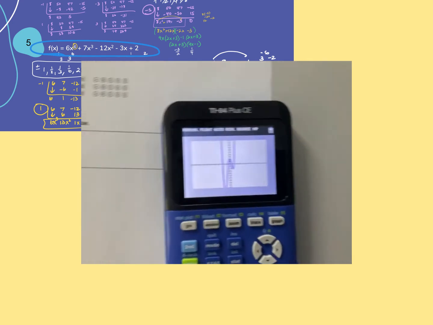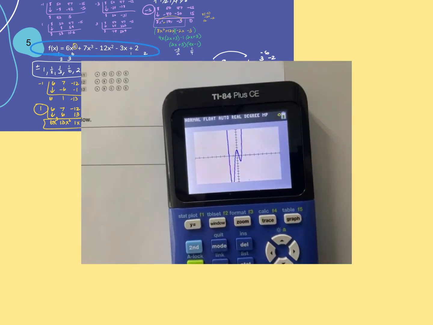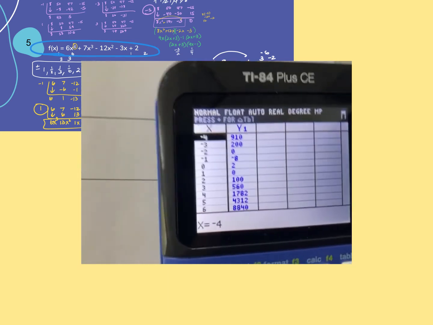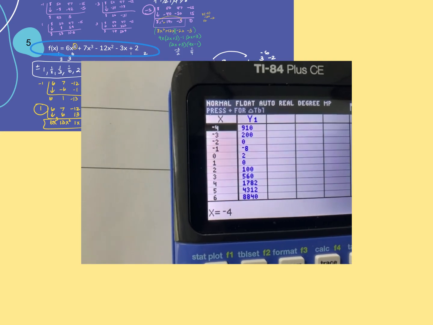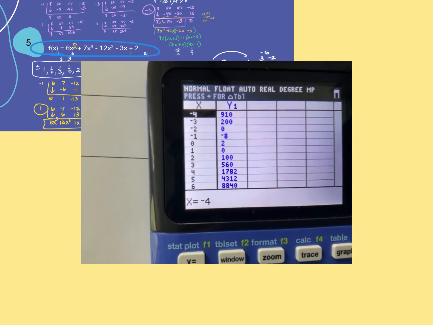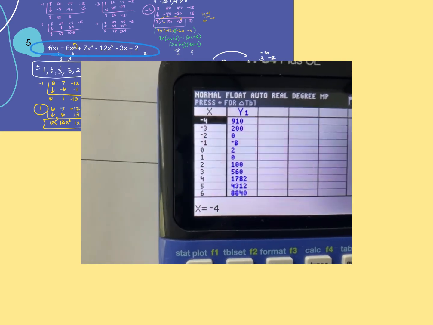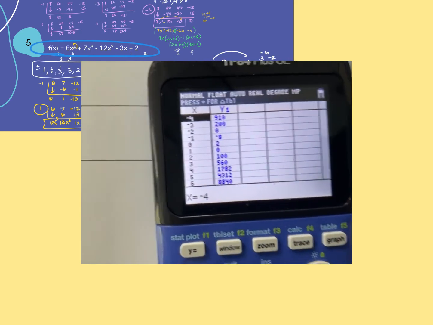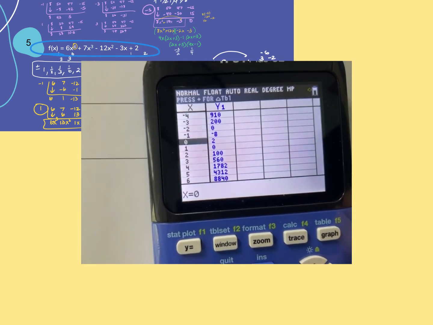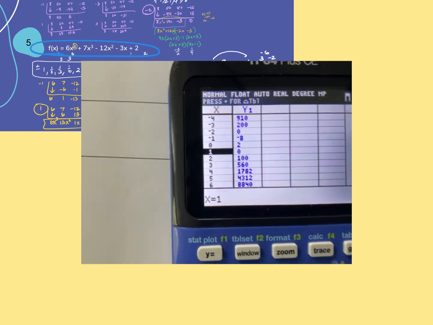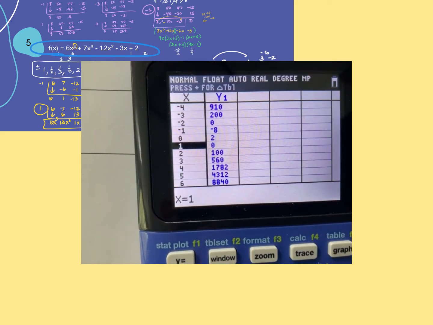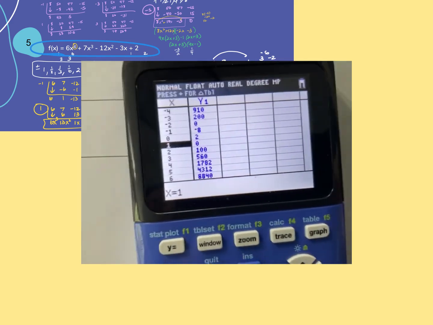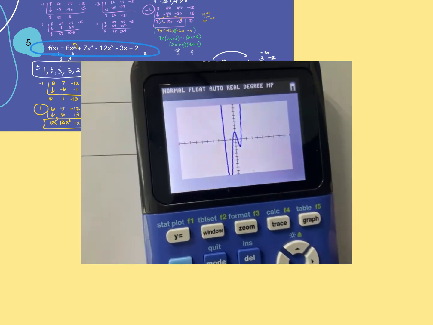If I go to table, so above graph, second graph, and I go to table, everywhere it crosses through the x-axis at a whole number, it's going to show me on that table. So already from this, I see that it's happening at -2 and it's happening at +1. What you don't see is all the decimals in between, okay? So if I needed to get those from the graph, I'm going to go back to the graph.